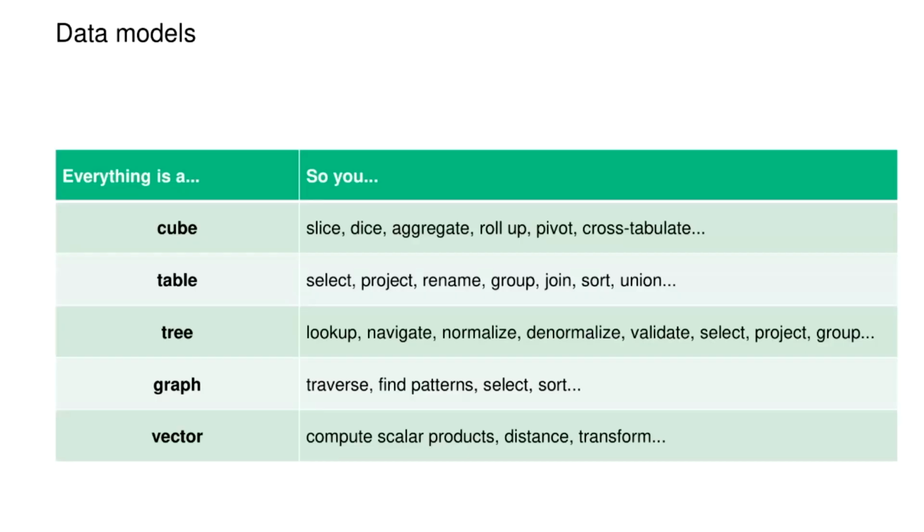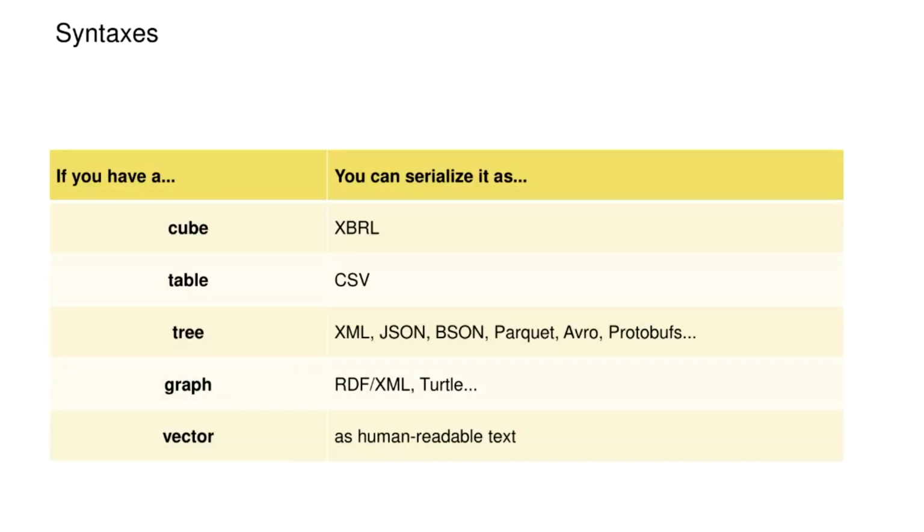So you see, they all have this in common. They have a paradigm, a model, and then you can do things with them. You have some sort of algebra. In this lecture, we focused on tables and trees, right? Just to be clear. And then what they have in common too is syntax.